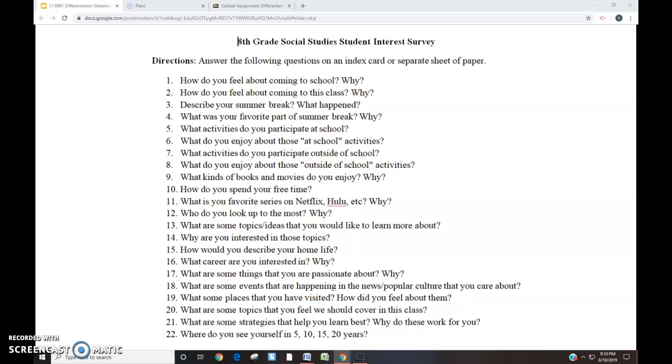A key question for teachers is, what do you notice about these questions? How would you design questions for your class?